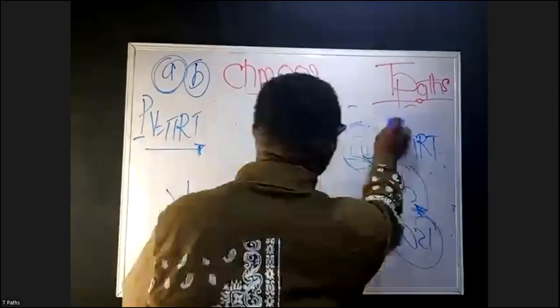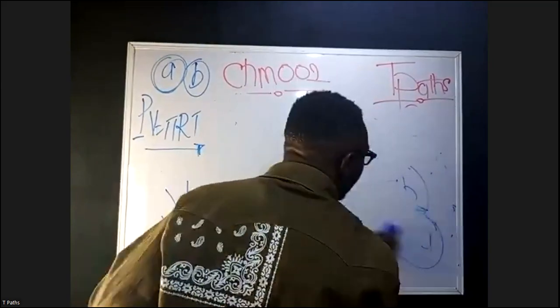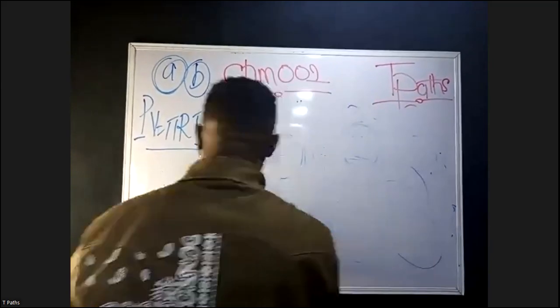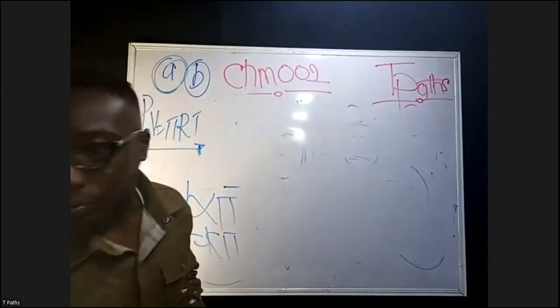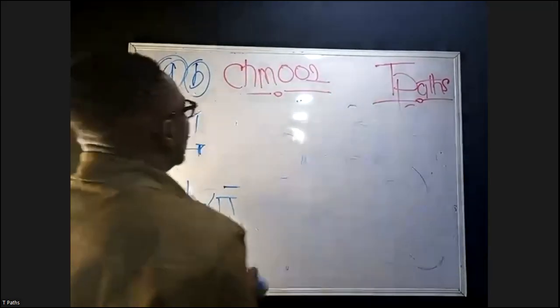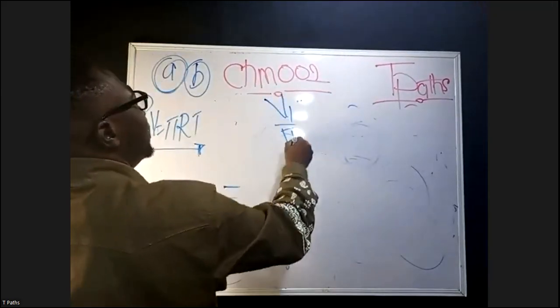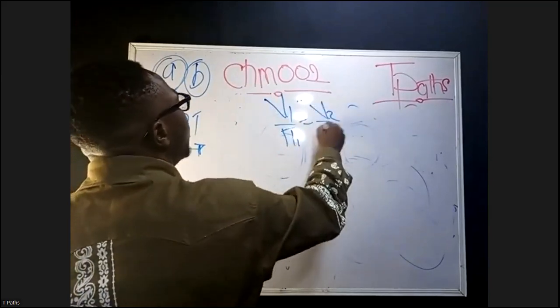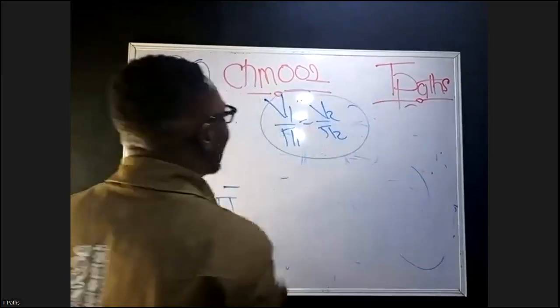We don't joke with things like that here. Please pay attention, like I said. So V1 over n1 is equal to V2 over n2. That is Avogadro's law.